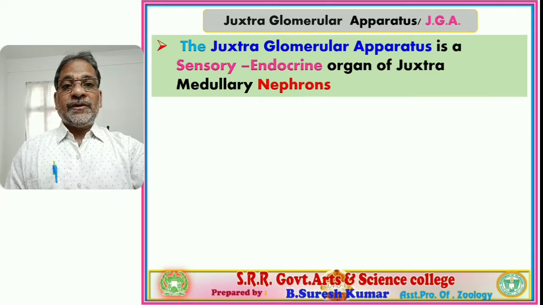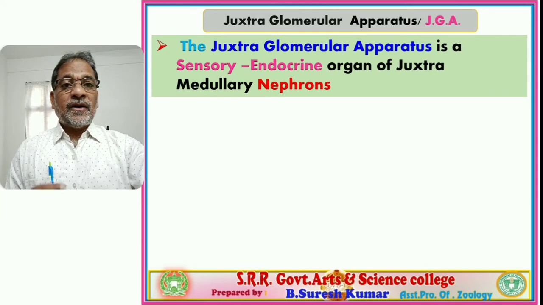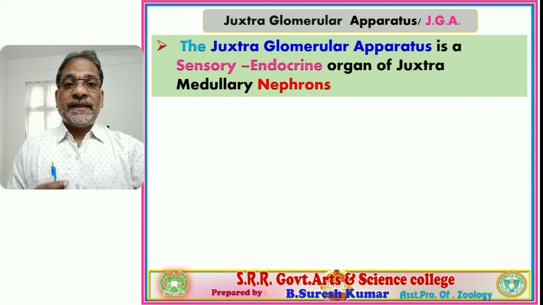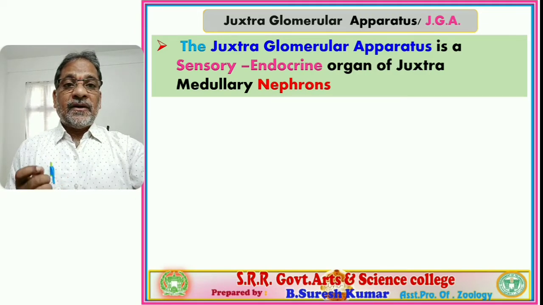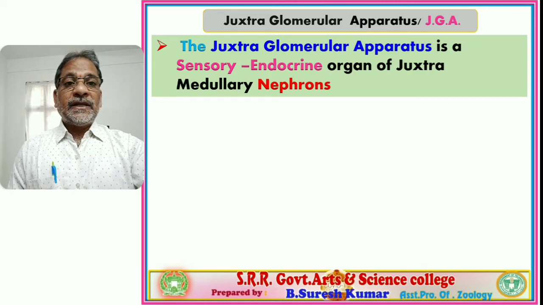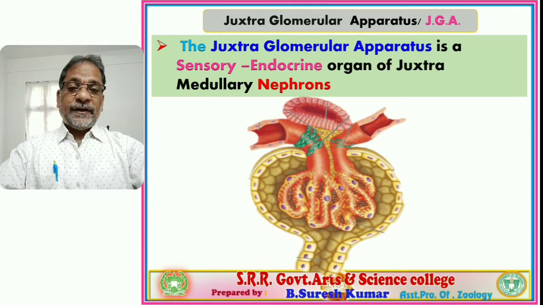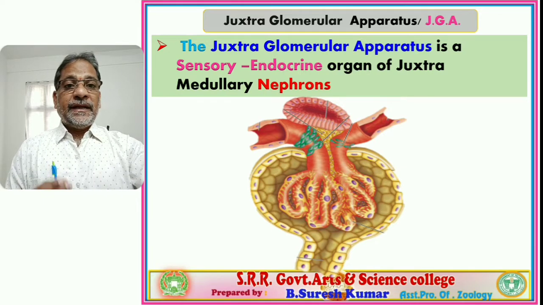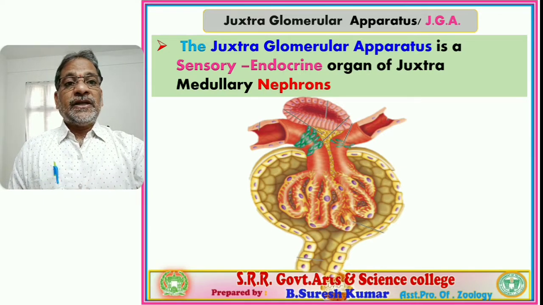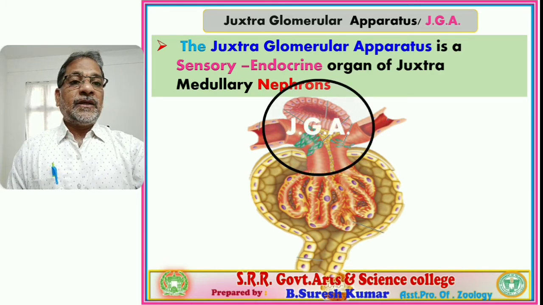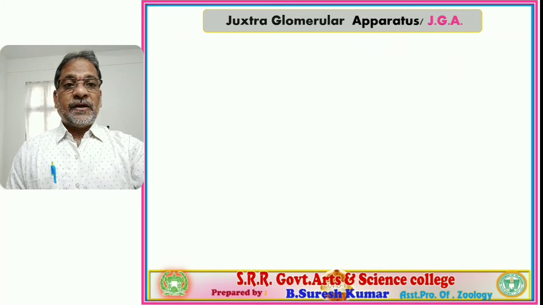One more structure that is associated with the nephron is the juxtaglomerular apparatus. It is very, very important. The JGA. The juxtaglomerular apparatus is a sensory endocrine organ, very, very important, that is found in juxtamedullary nephrons. So juxtamedullary nephrons are one kind of nephron. These nephrons only contain this structure, the juxtaglomerular apparatus. You verify, this is the juxtaglomerular apparatus, right? So in what way it is established, let us see.